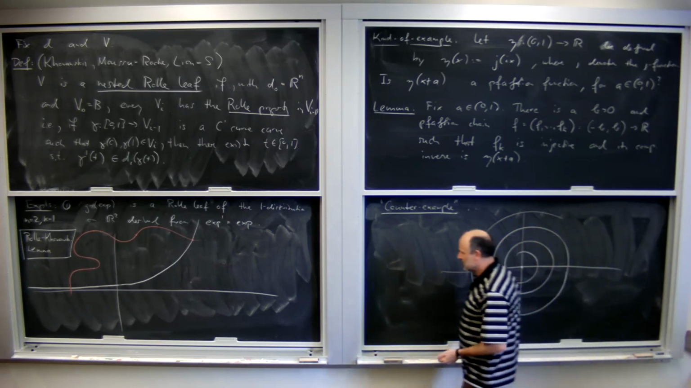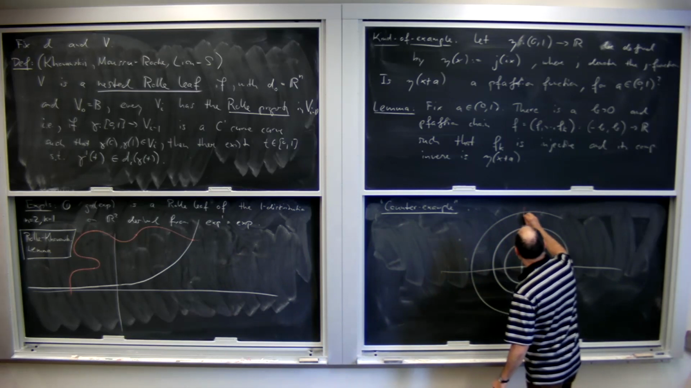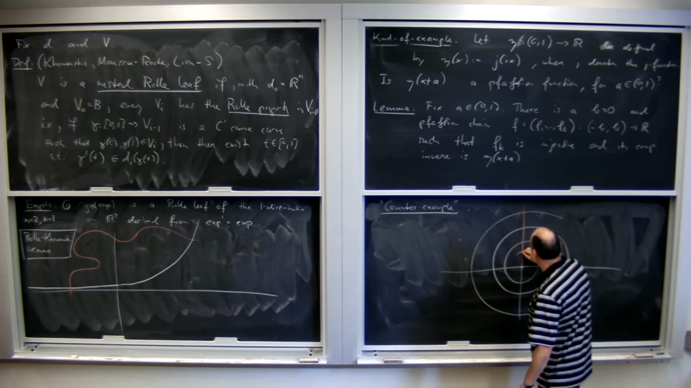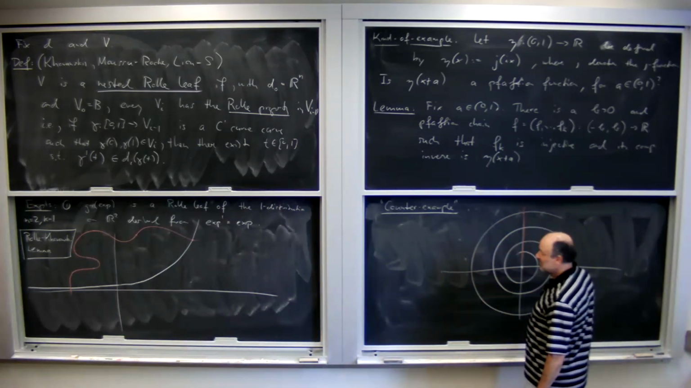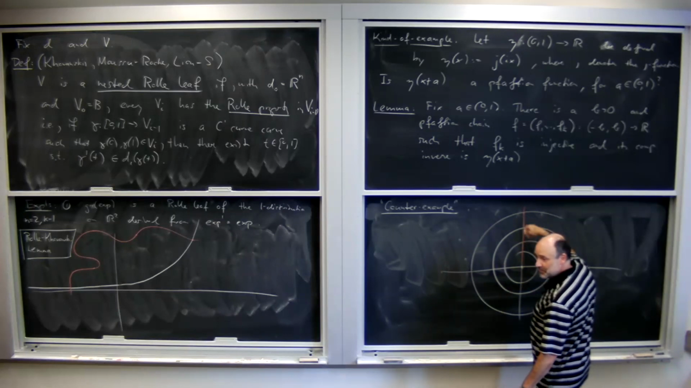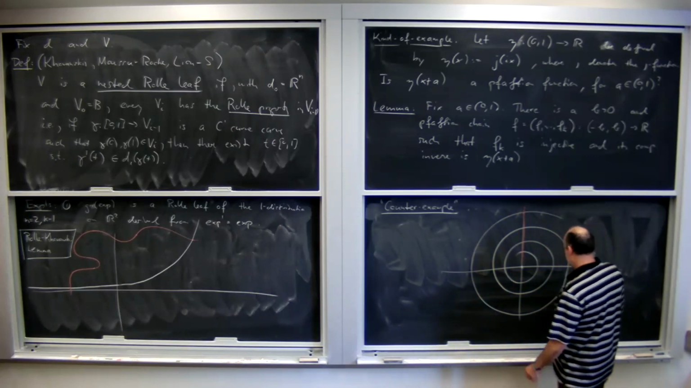Just look at this C1 curve. It intersects here and here, but it is never tangent to the field, because that field is never vertical. So this is not Rolle.